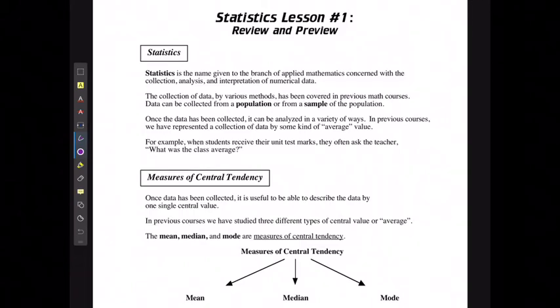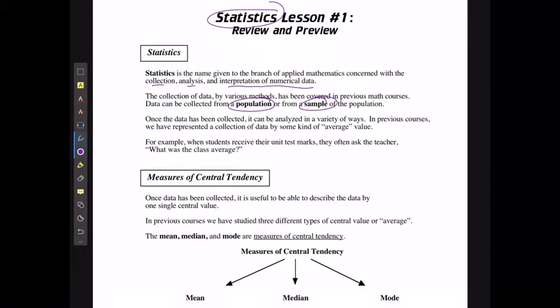Okay, this next unit that we're going to be taking a look at is called statistics, where we can see that statistics is the name given to the branch of applied mathematics concerned with the collection, analysis, and interpretation of numerical data. The collection of data by various methods has been covered in previous math courses. Data can be collected from a population or from a sample population. Once the data has been collected, it can be analyzed in a variety of ways.